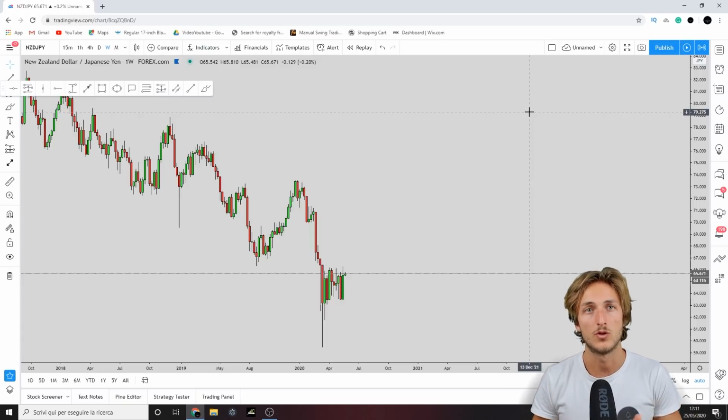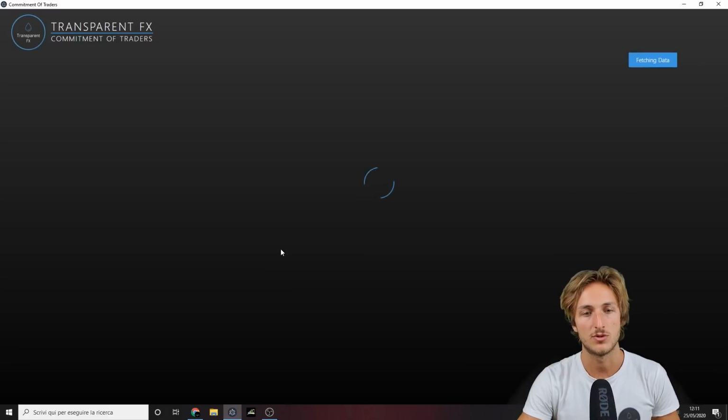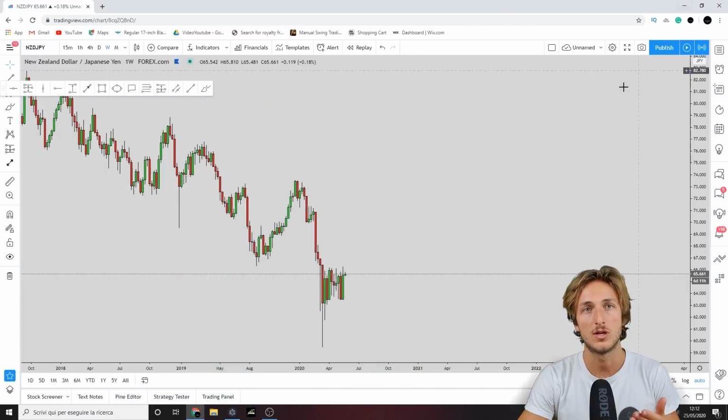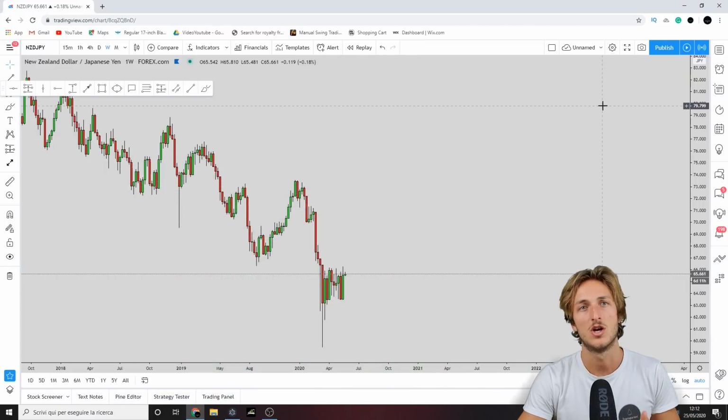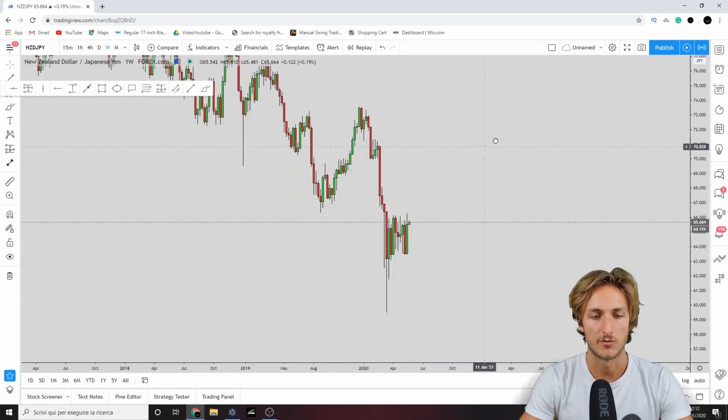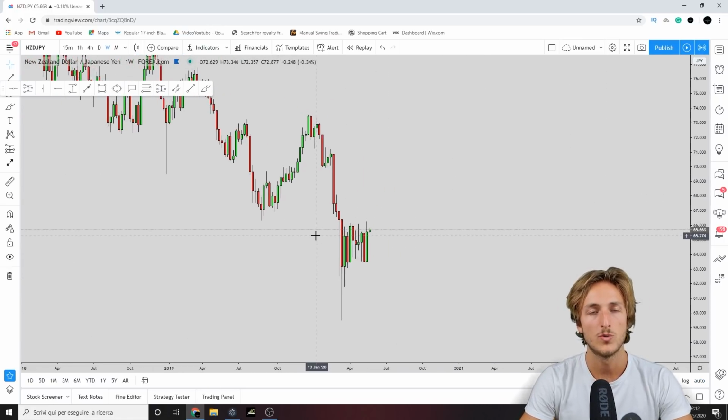Then we will be moving to order flow, so the positions of hedge funds and how to read them by using the COT data. And then we will be obviously looking at how we can actually capitalize on the next possible move on this pair. So let's start from the weekly time frame. What kind of situation we have on the weekly time frame of NZD JPY?